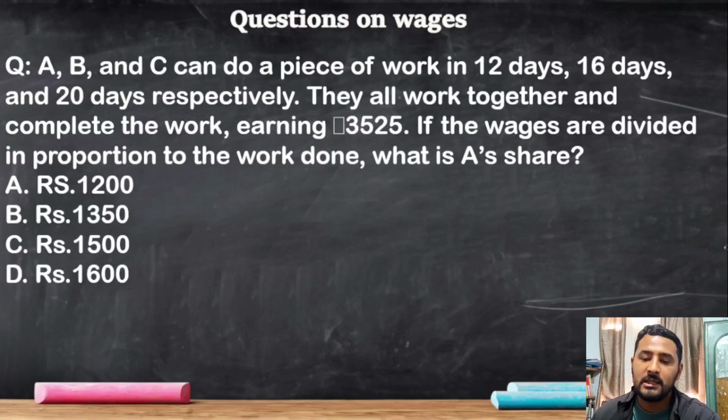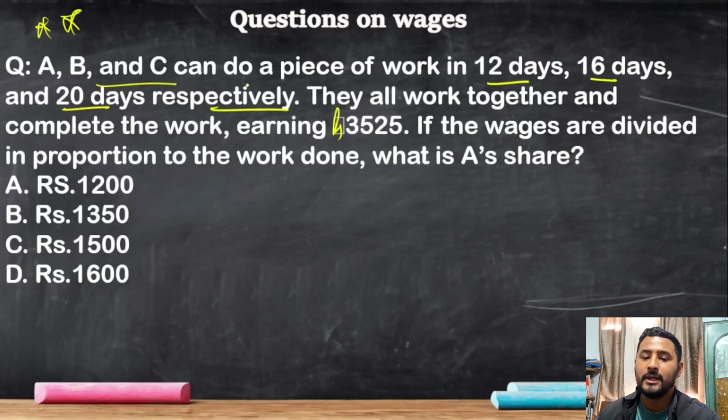Okay, I hope it is clear. Let's see one more. This rupees 3525. A, B, C can do a piece of work in 12 days, 16 days and 20 days respectively. Now don't be confused, they're not working together. Once you see the word respectively, it means for A it will be 12 days, for B it will be 16 days, and for C it will be 20 days. I hope this is clear.